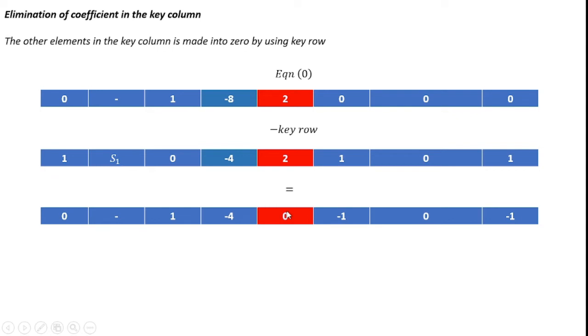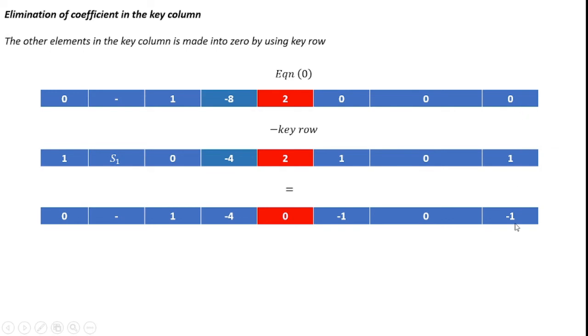Here you see in equation 0 there is 2, and in the key row 2, so 2 minus 2 is equal to 0. What about the other elements in the same equation? Yes, -8 is available, and in the key row -4 is available, so -8 plus -4 gives -4. After that, 0 minus 1 gives minus 1, and then in RHS, 0 is available and in the RHS of the first equation is 1, so 0 minus 1 is equal to minus 1.